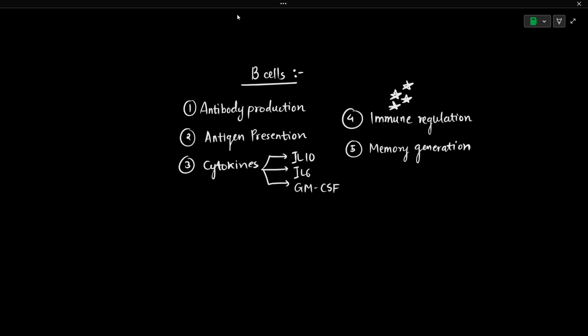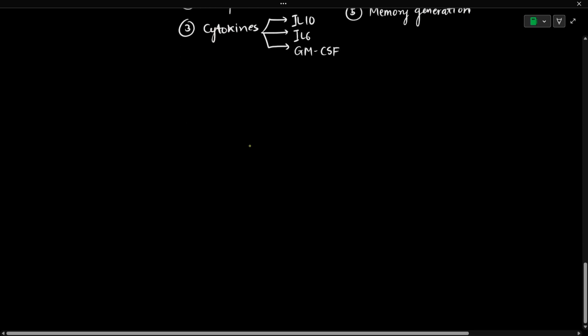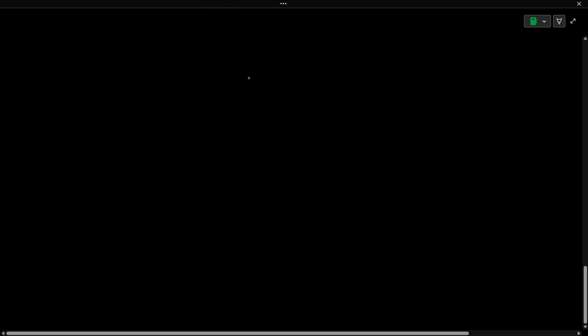So let's now discuss T lymphocytes. We have done with the discussion of B cells. Let's now discuss T lymphocytes. The T lymphocytes were named T cells because their maturation is seen in the thymus, and that is why they were named T lymphocytes.